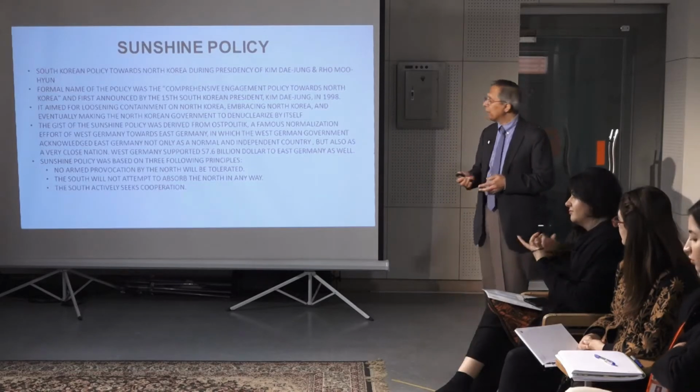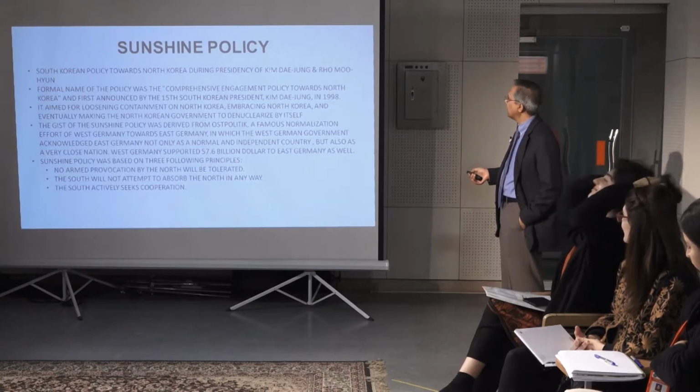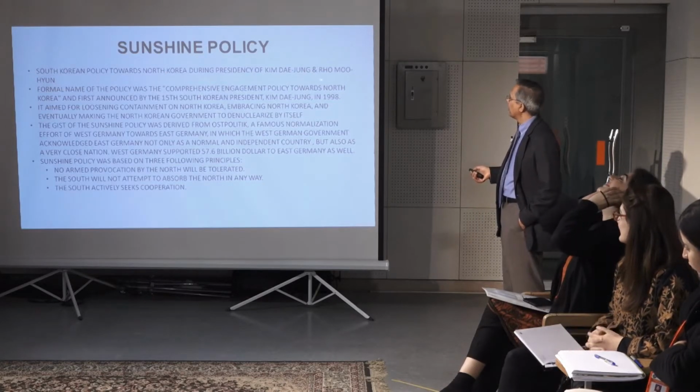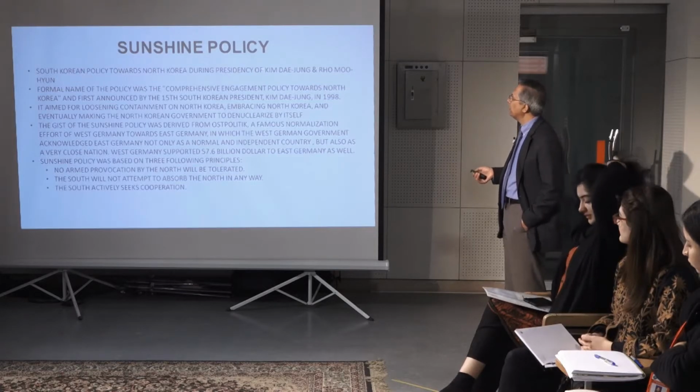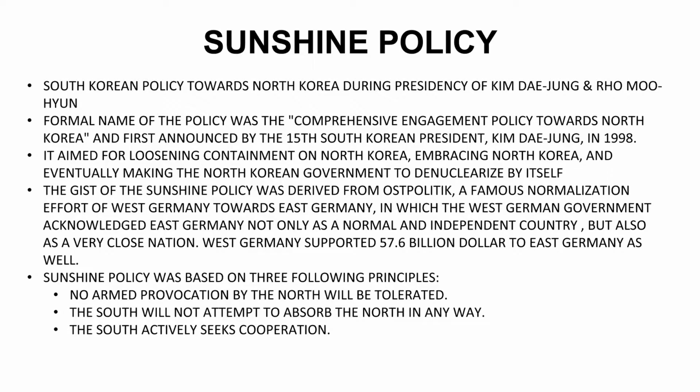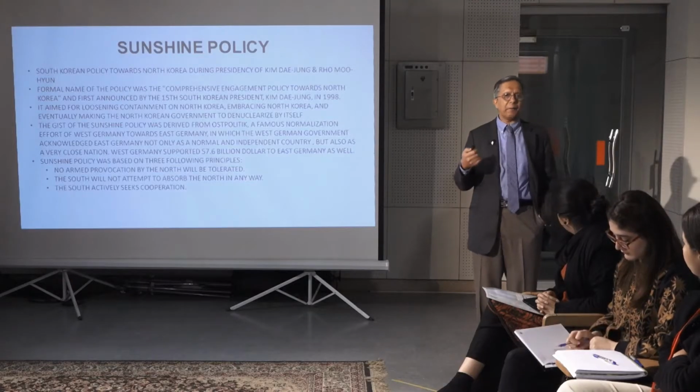Okay, so at one time, Kim Dae-jung, followed by Roh Moo-hyun, crafted this policy called the Sunshine Policy. The formal name of this policy was the Comprehensive Engagement Policy towards North Korea, and it was first announced by Kim Dae-jung in 1998. It was aimed at loosening the containment on North Korea, embracing North Korea, and eventually making the North Korean government denuclearize itself. They were following the philosophy of prosper thy neighbor. They wanted them to be an affluent society.